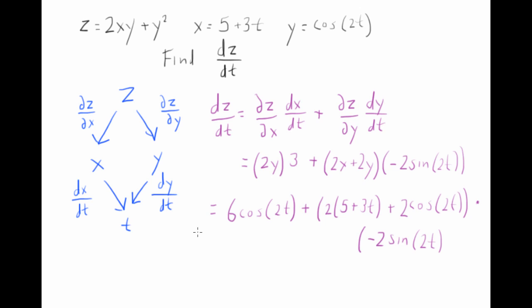Alright, that's the multivariable chain rule. You create your tree diagram, you label it with the derivatives, you take all the paths from the top to the bottom, from z to t, you multiply the derivatives you get on each path and add them together. Okay, now that we've done that, we're going to do an example where we've got more variables.